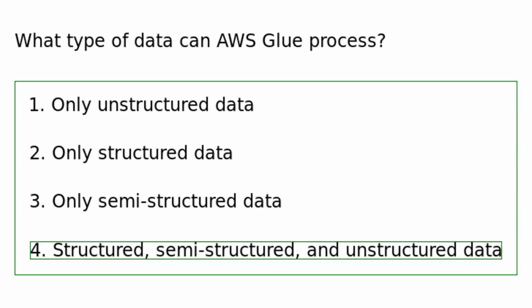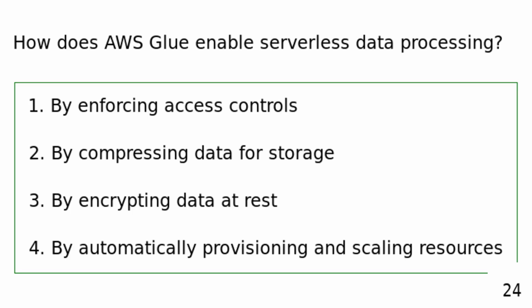The correct answer is structured, semi-structured, and unstructured data. AWS Glue can process a variety of data types, including structured, semi-structured, and unstructured data, making it versatile for different data processing needs. How does AWS Glue enable serverless data processing?